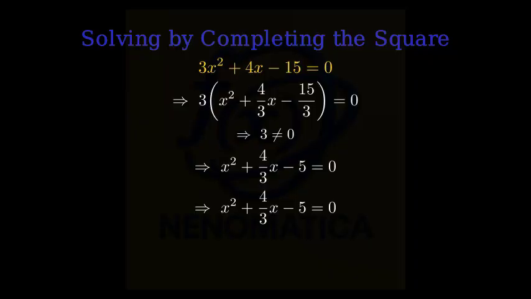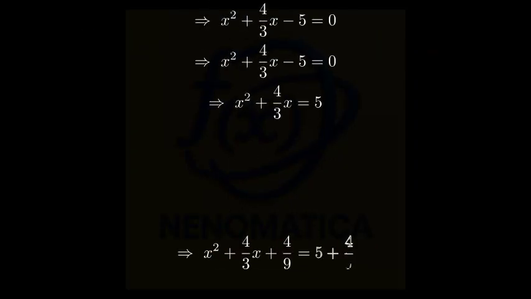Step 3 in the transformation. Move the constant to the right side. x squared plus 4 thirds x equals 5. x squared plus 4 thirds x plus 4 ninths equals 5 plus 4 ninths. The left side is now a perfect square, namely x plus 2 thirds quantity squared.